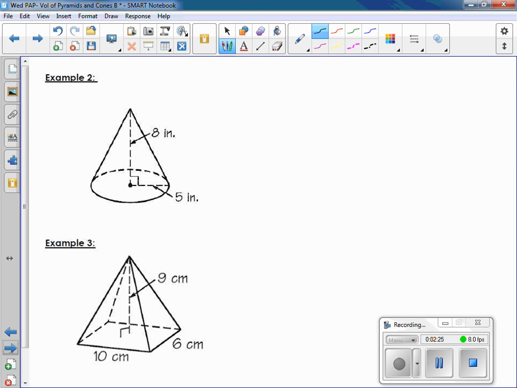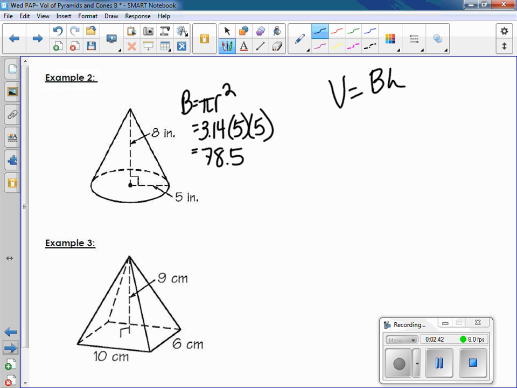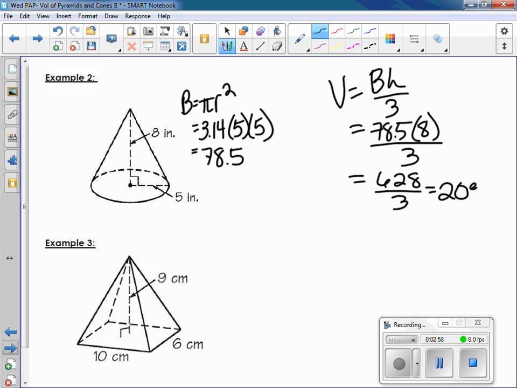Our second example, they already give us the radius. So again, I'm going to find the area of big B, which is pi r squared. That's 3.14 times 5 times 5. And so that value is going to give me 78.5. And now I have my volume formula. Big B times H divided by 3. Big B was 78.5. I already found that over on the side. The height is 8, and I need to divide that by 3. So when I multiply my top part, I get 628. And 628 divided by 3 is 209.3 repeating. So I can just put 209.3, because I'm going to round it, inches cubed.